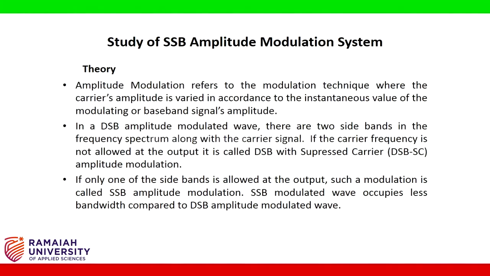In a DSB amplitude modulated wave, there are two sidebands in the frequency spectrum along with the carrier signal. If the carrier frequency is not allowed at the output, it is called DSB with suppressed carrier, DSB-SC amplitude modulation. If only one of the sidebands is allowed at the output, such a modulation is called SSB amplitude modulation. SSB modulated wave occupies less bandwidth compared to DSB amplitude modulated wave.